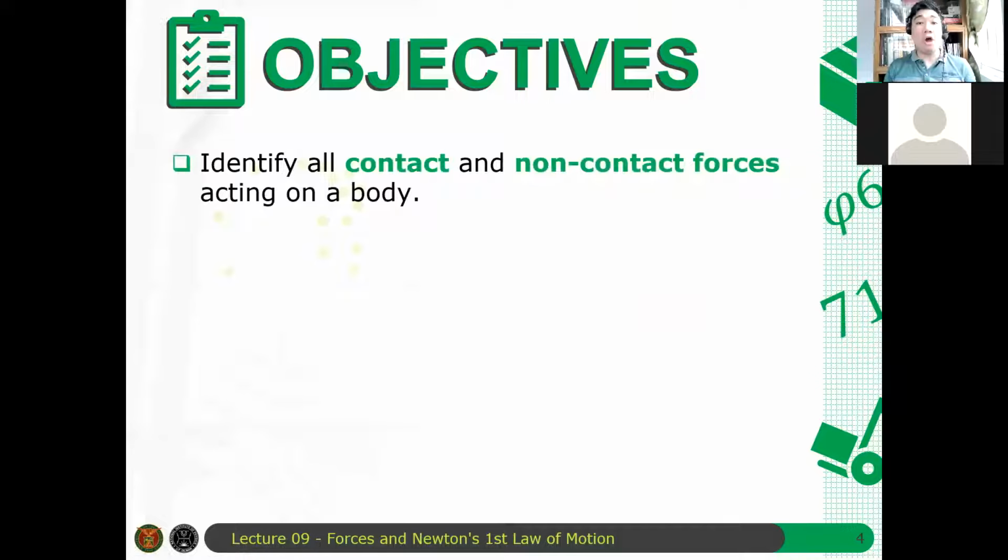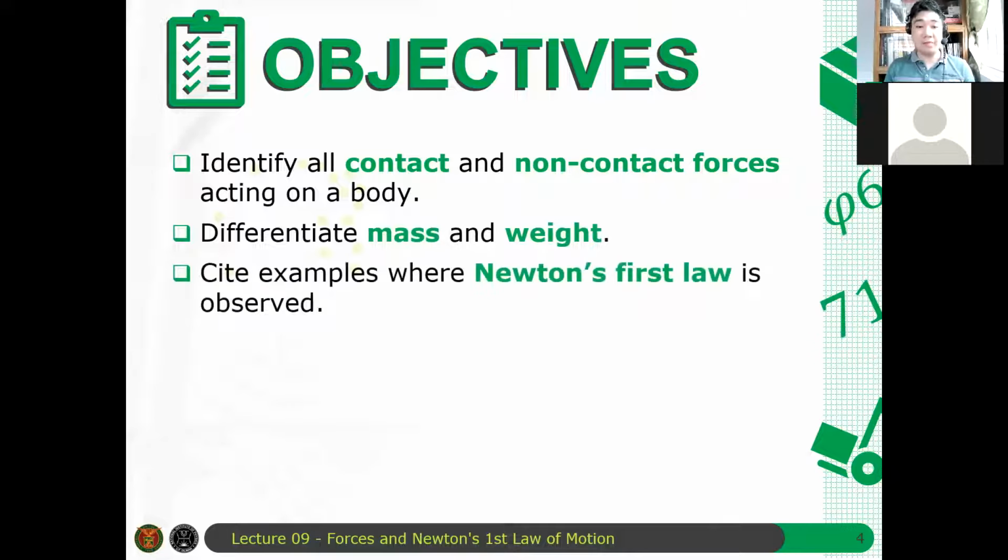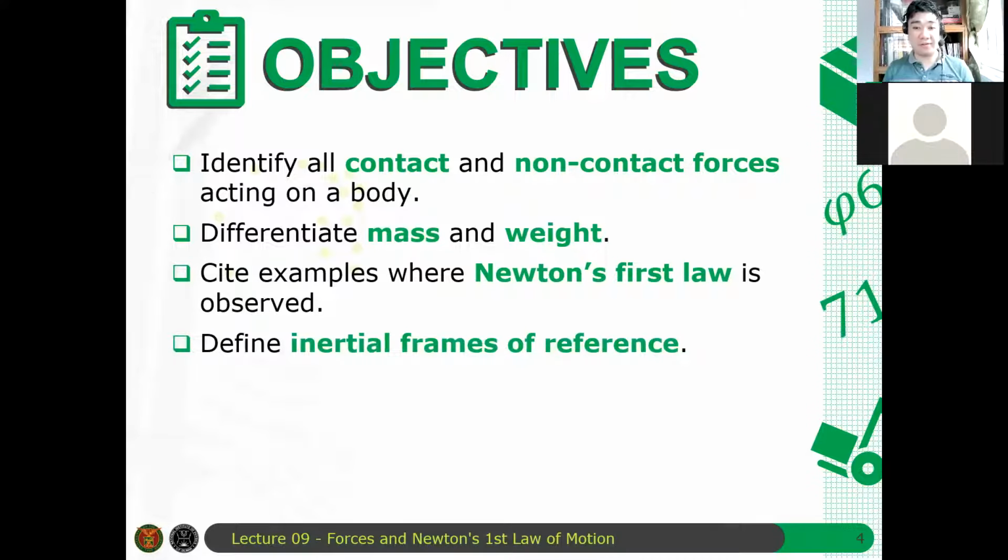Now, here are the objectives of this discussion. We first identify all contact and non-contact forces acting on the body. Second, we differentiate mass and weight. And then we cite examples where Newton's first law is observed, and then we define inertial frames of reference.